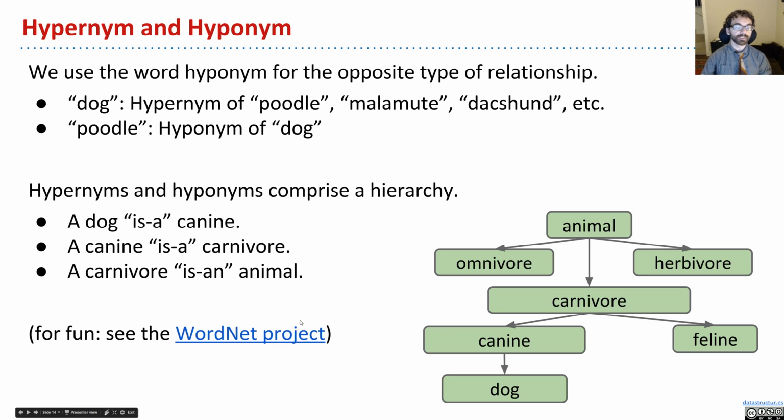And actually, if you're curious, there's a project called the WordNet project. It's an academic project where they've taken thousands of nouns and built this gigantic graph that looks like this. It's kind of cool to browse. So check it out if you like.